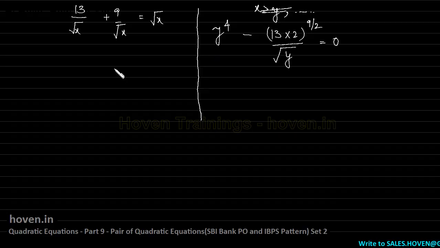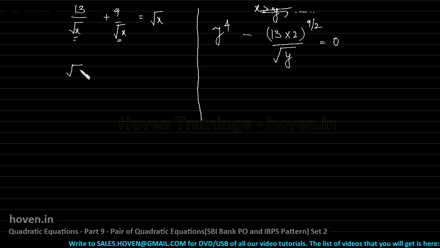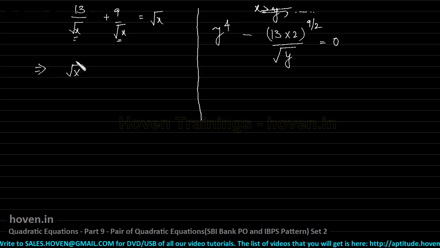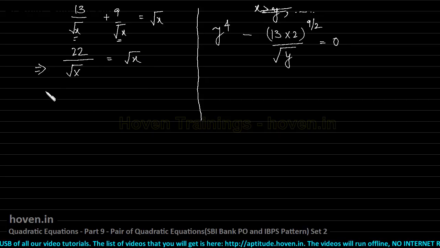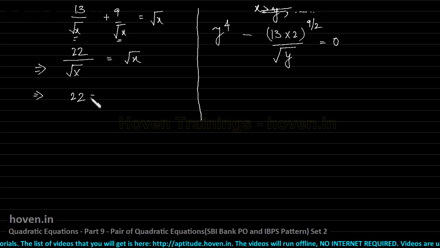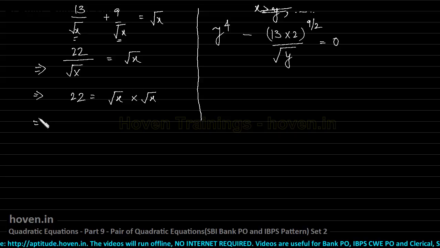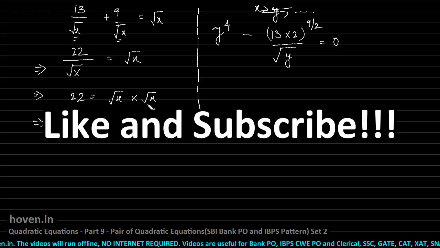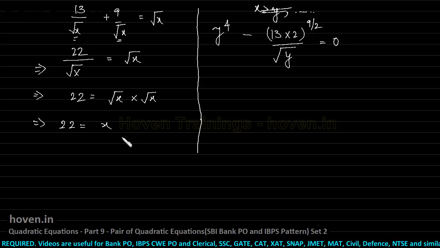These are not really tough, but they require simple basic mathematical tricks. Nothing else. Let us take the left side first. In this case, we observe that the square root x is denominator here and denominator here. So we will start by taking LCM and combining these two together. So we'll have 13 plus 9 will be added to 22 by square root of x is equal to square root of x, which implies 22 is equal to square root of x into square root of x. I have taken square root of x to the other side, which implies 22 is equal to this square root of x, and square root of x will become x. So this is one thing that I have. You must have seen how easily we have cracked this complicated expression into a simple value of x.